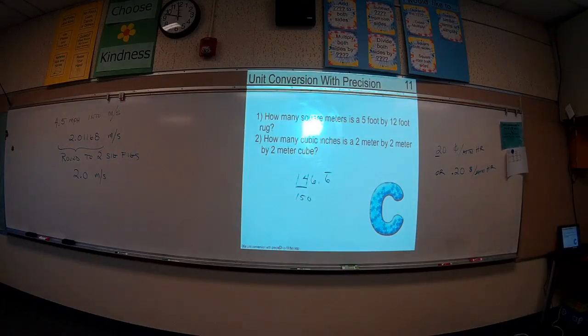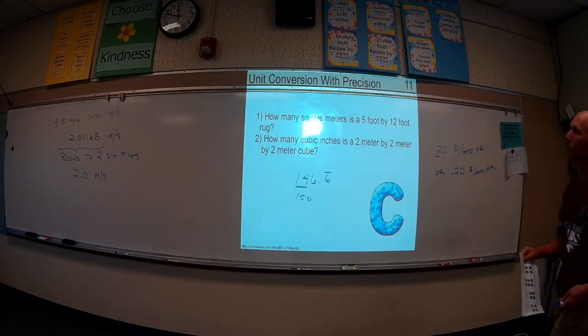Yes? Wouldn't it make it ambiguous though? It is ambiguous, yeah. I hadn't thought about that, but you're right. It would be ambiguous. How many square meters is in a 5-foot by 12-foot rug?